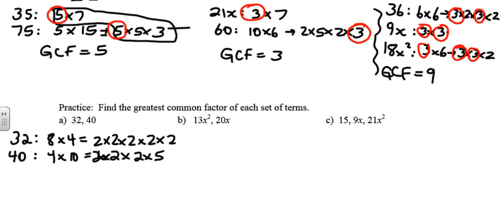Let's look for the common factors. I have three 2s here, and I have three 2s here as well. Then I have even more, but that's as many as I have in the second one. So the GCF of this one is going to be 2 times 2 times 2, and the GCF is 8, because 2 times 2 times 2 is 8.